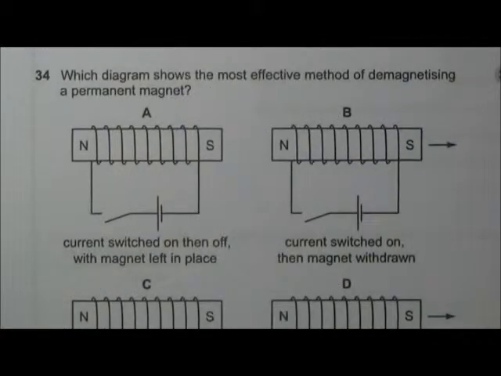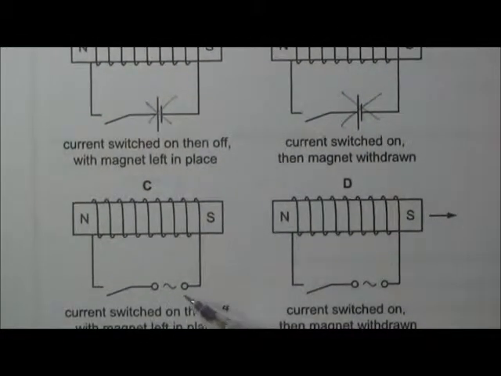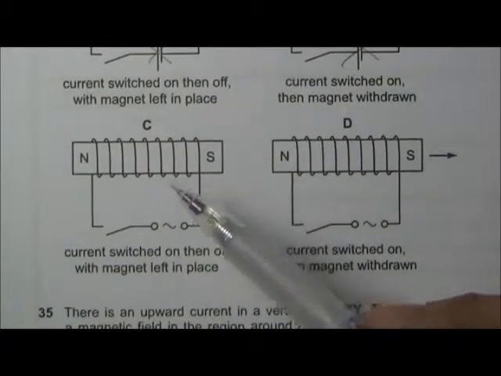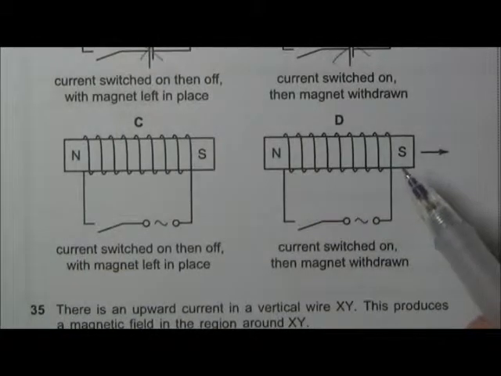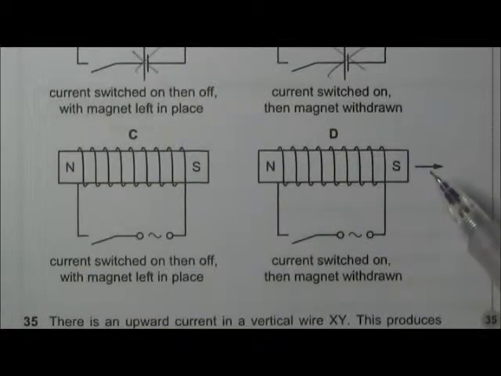Okay, in this question we are asked what is the most effective method of demagnetizing a permanent magnet. Okay, the most effective method will be using the electrical method, and we have to use an AC supply. So A and B, they are wrong. Okay, and after we connect an AC supply to a solenoid in which we slot in the magnet, we have to slowly pull it out so as to randomize the atomic magnets in the permanent magnet. So the answer is D.